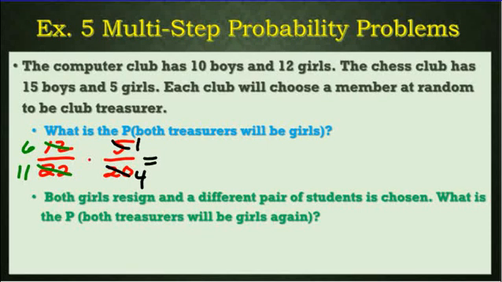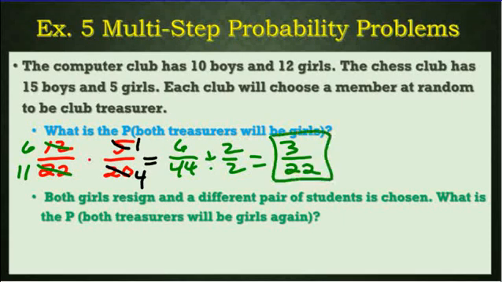So if I multiply straight across, I get 6 over 44. But I can divide this by 2 halves, and I get 3 over 22. So you have 3 out of 22 chances of that happening, that both treasurers will be girls. If both girls resign and a different pair of students is chosen, what is the probability that both treasurers will be girls again?